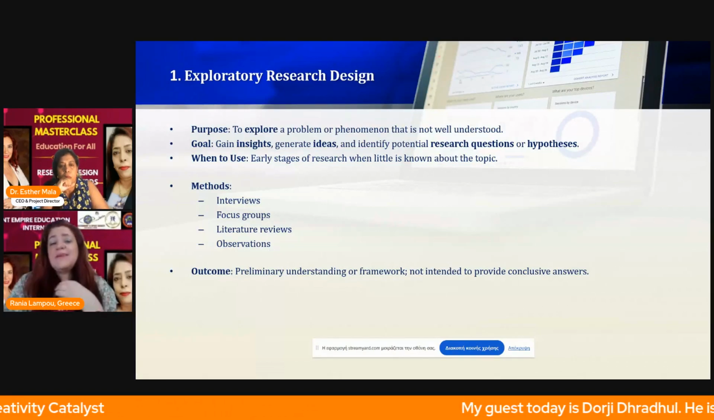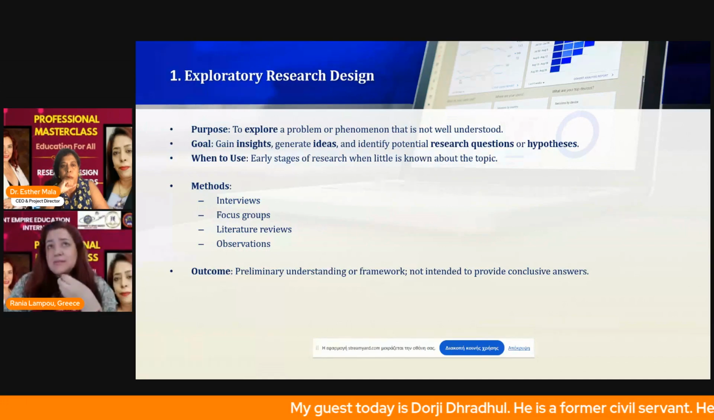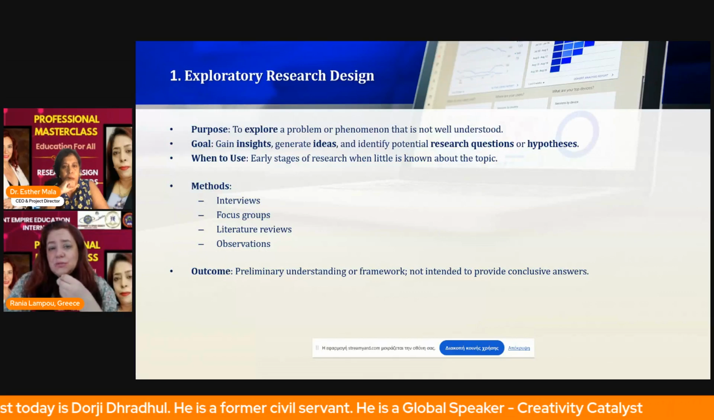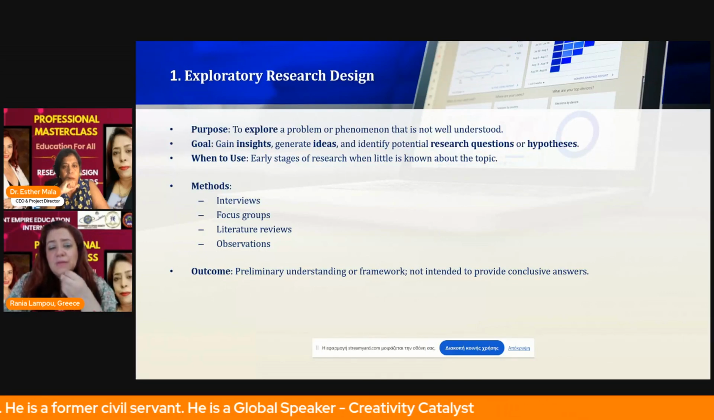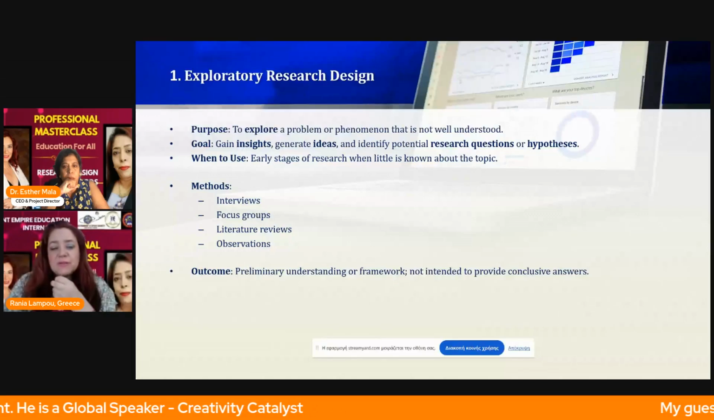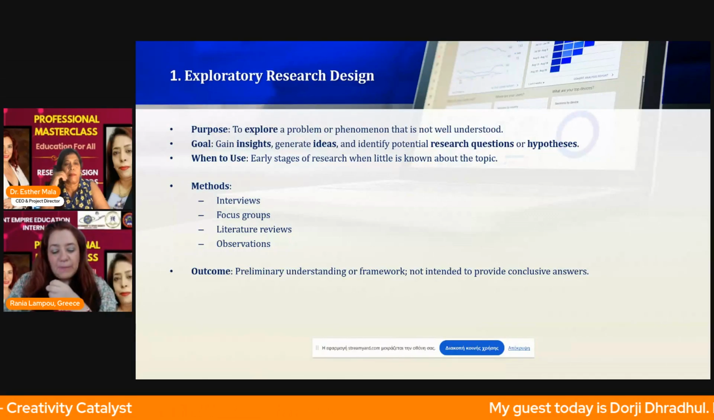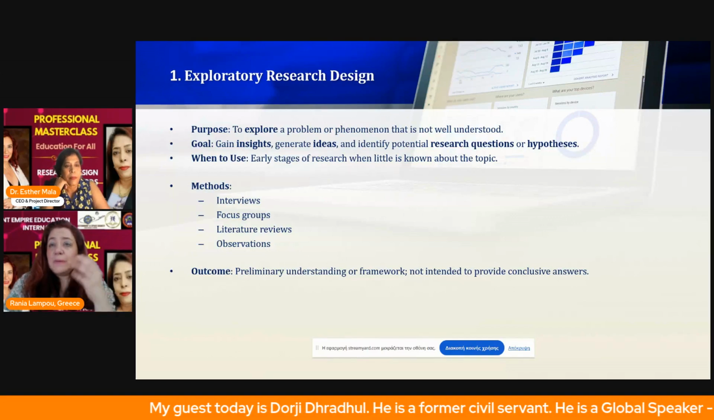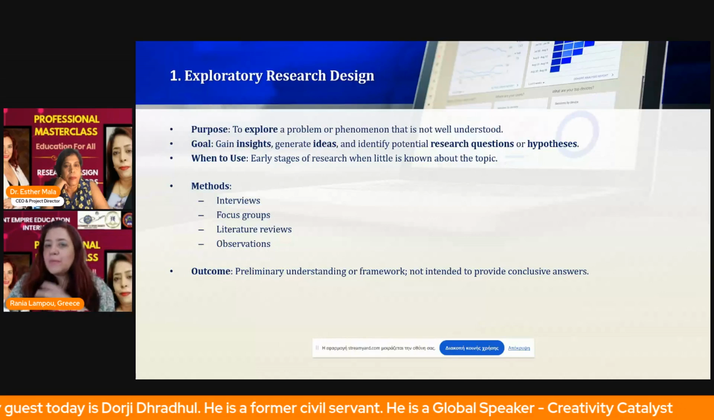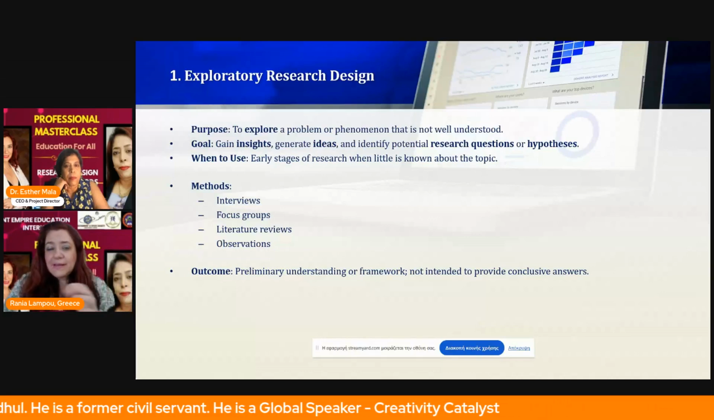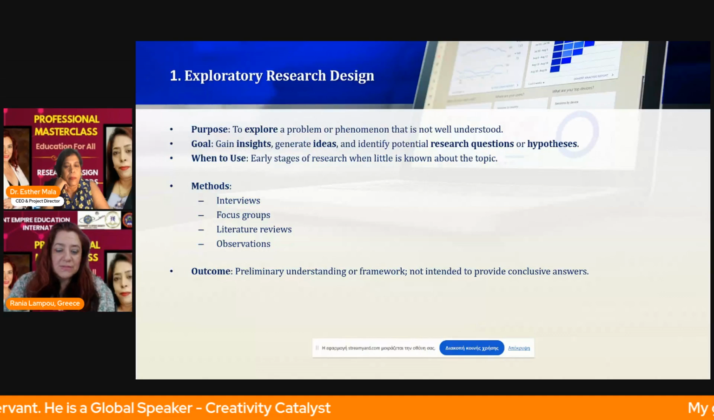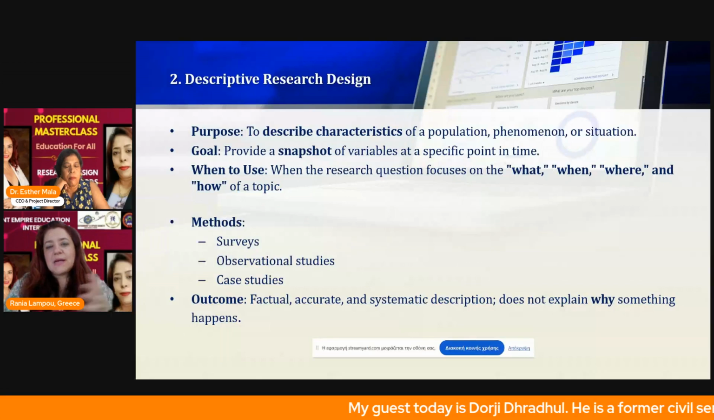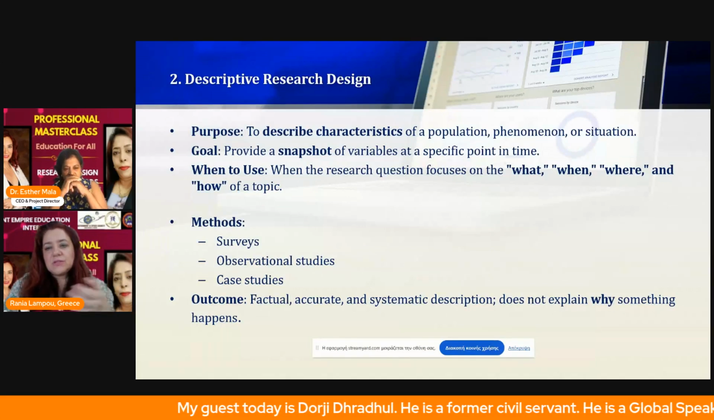So we need to try to gain insight, to create ideas, identify potential research question hypotheses. It is advisable to use it at the early stages of research when little is known about the topic. The methods include literature reviews, observation, etc. What is the outcome here? The outcome is a preliminary understanding of the framework, and it's not intended to provide conclusive answers. For example, when we want to investigate how people feel about using AI in mental health therapy, this is exploratory research design.